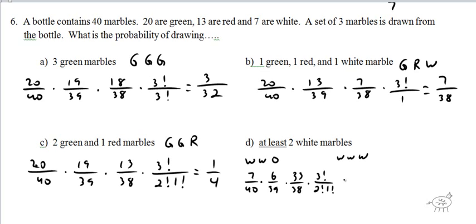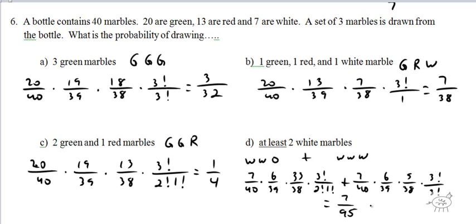Okay? And then it's because it's at least, it says that group or that group, that's why it's plus, right? Very important. Don't multiply everything together, it'd be bad. So then we get 7 out of 40 times 6 over 39 times 5 out of 38. And then the white ones, it's 3 factorial and 3 factorial. And then if you multiply all that out, you get 7 over 95.